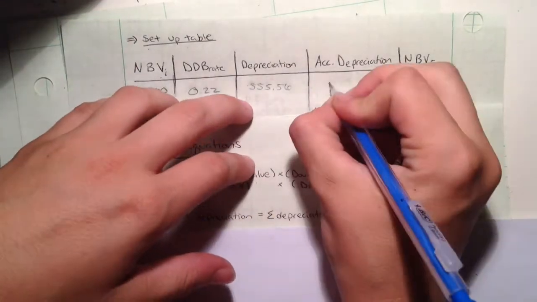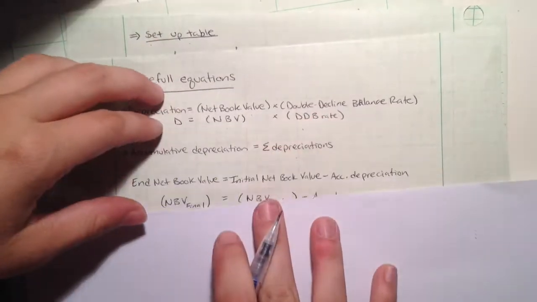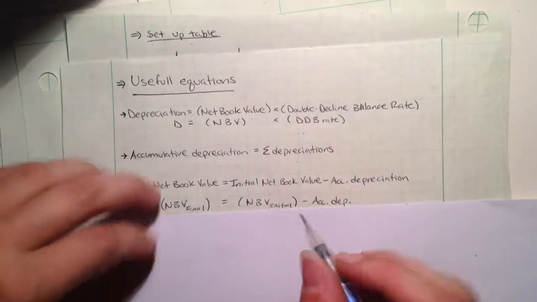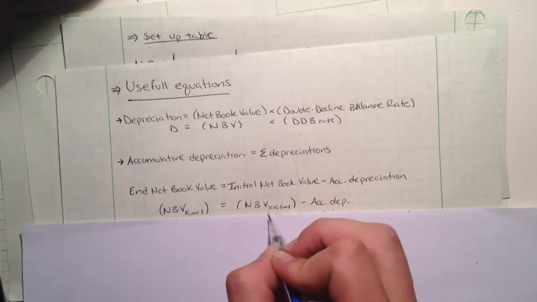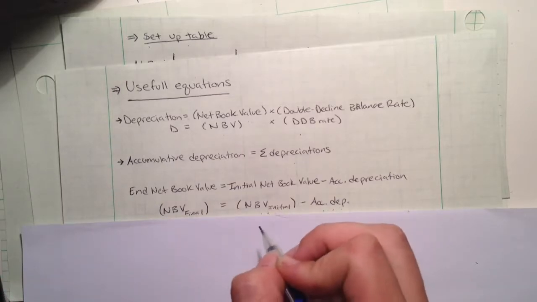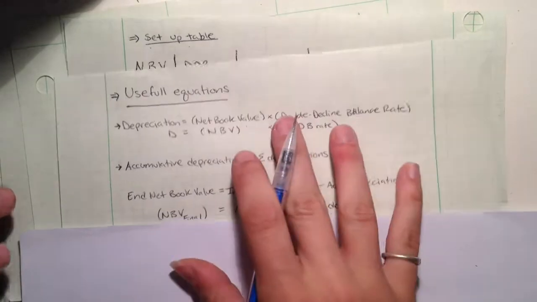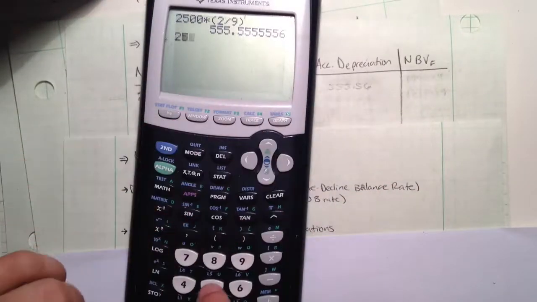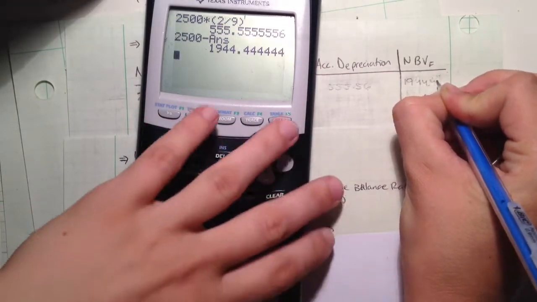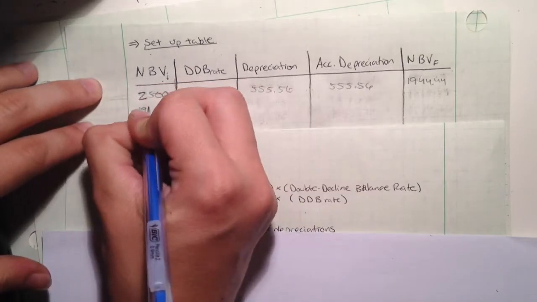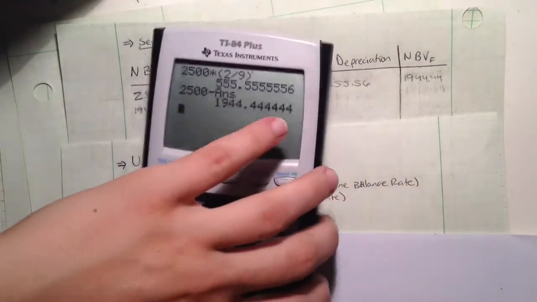The cumulative depreciation is just the sum of the depreciation. Since this is the first year, this value just gets carried over. To find the final net book value, we subtract the cumulative depreciation from the initial net book value. The initial net book value will always be the initial buy value, so that $250,000 minus whatever the accumulative is. So in this case, our final is going to be $194,444.44. This value then gets carried over here and becomes the new initial net book value.